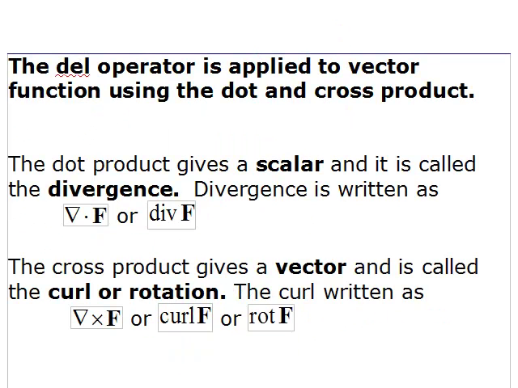Now you can take the del operator and you can also apply it to a vector function. So what we did before was applying the del to a scalar. Now we're applying the del to a vector. Well, for vector operations we have two of them. We have a dot product and a cross product. So there's two ways to apply the del operator to a vector function: dot product and cross product.